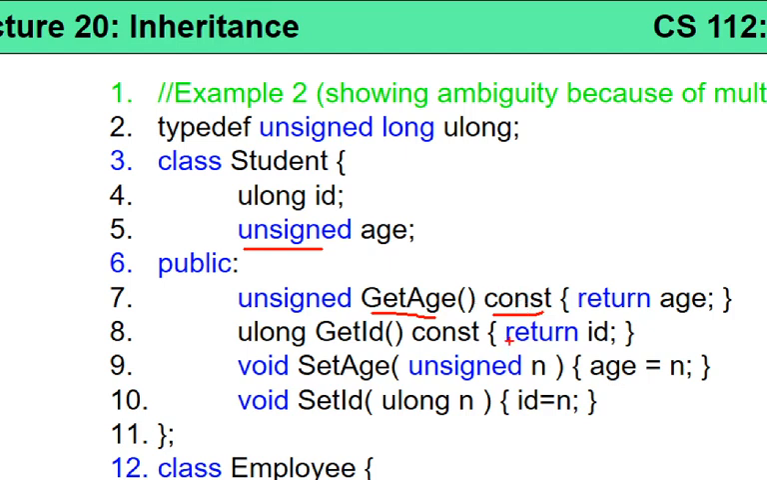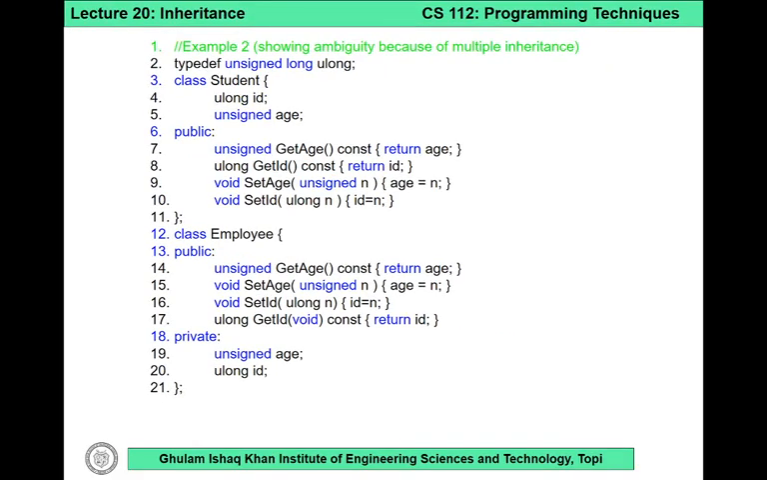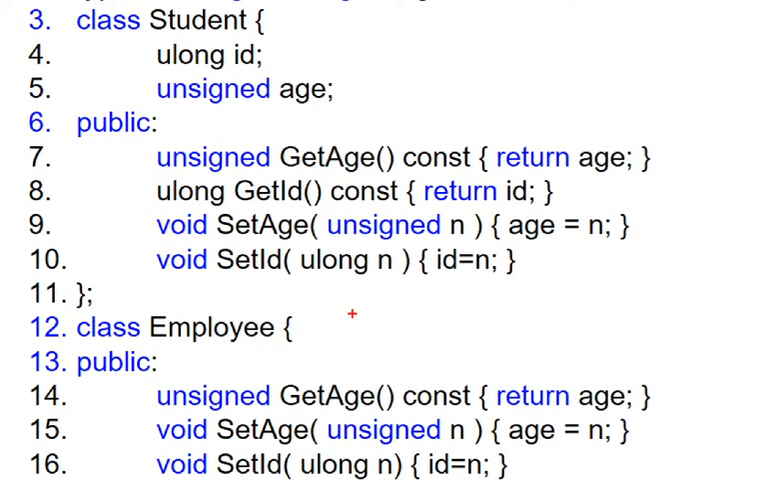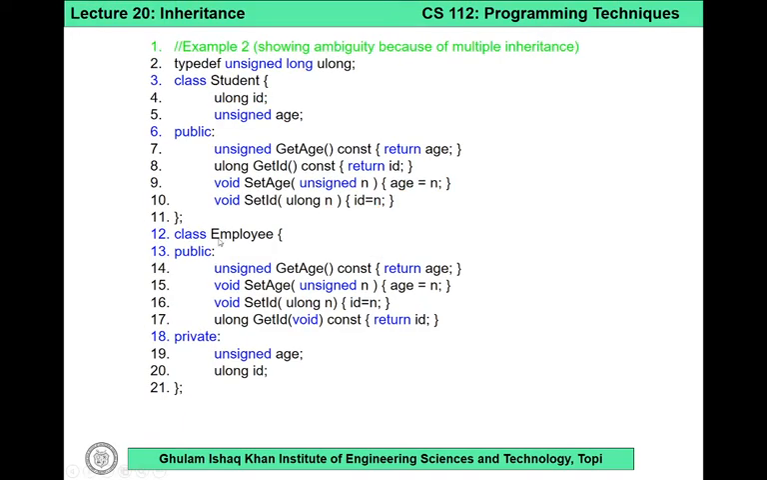So this is the restriction on the const member functions, right? Then we have another function, get id. Get id simply returns the id variable of this class. Then we have the set functions, set age and set id. The set age receives a variable named n, and it assigns this n to this age variable, and set id receives this variable n and assigns this n to the data member id, right? So this first class is the student class.